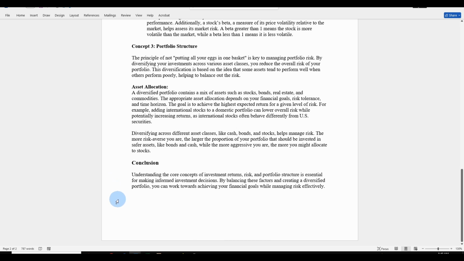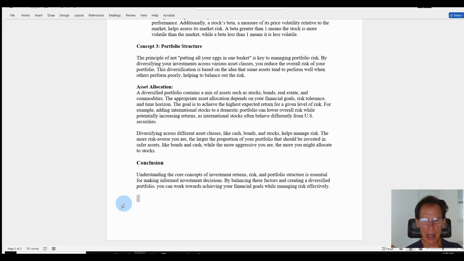Conclusion. Understanding the core concepts of investment returns, risk, and portfolio structure is essential for making informed investment decisions. By balancing these factors and creating a diversified portfolio, you can work towards achieving your financial goals while managing risk effectively.